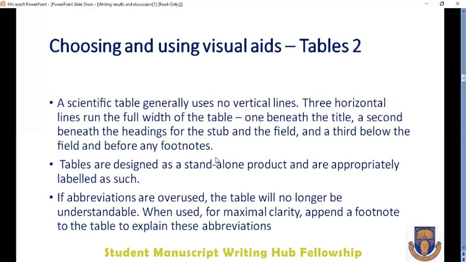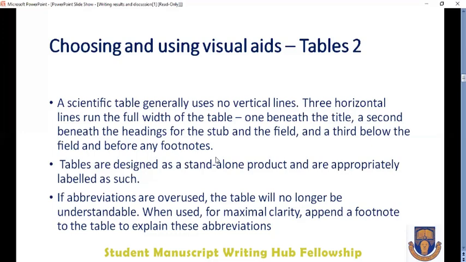So let's go back to the description. I've talked about the table being standalone and it should be appropriately labeled. Then if you are using abbreviations, you must put the definition of the abbreviation in your footnotes. Again, don't put a lot of abbreviations so that it becomes difficult to understand your table. Clarity is important when you are doing a table.